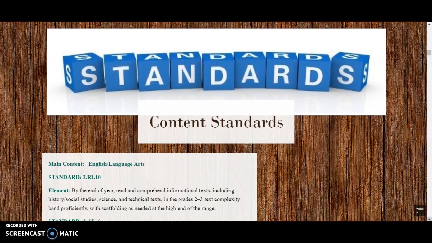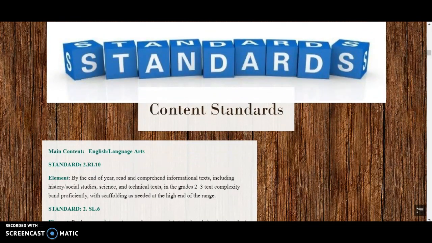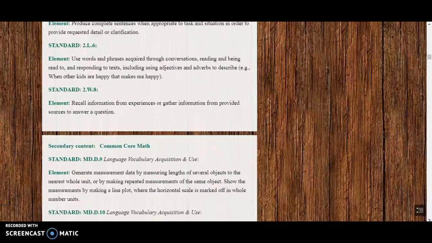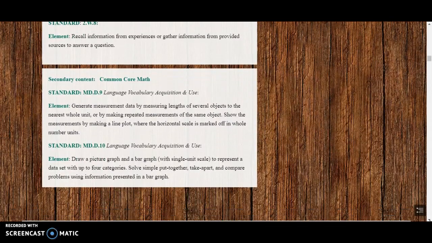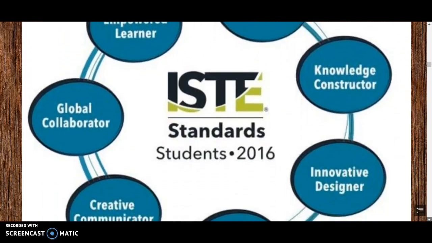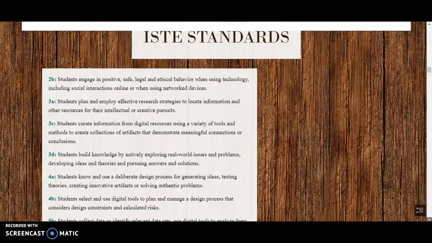The content standards involved are below. Your main content standard dealt with English and language arts. You had some secondary standards in math, and you also had some standards in social studies, which we'll get into later. Your ITEC standards that were involved are listed below as well. We want to make sure that the students were engaged in positive, safe, legal, and ethical behavior when using technology, including social interactions online or when using network devices.